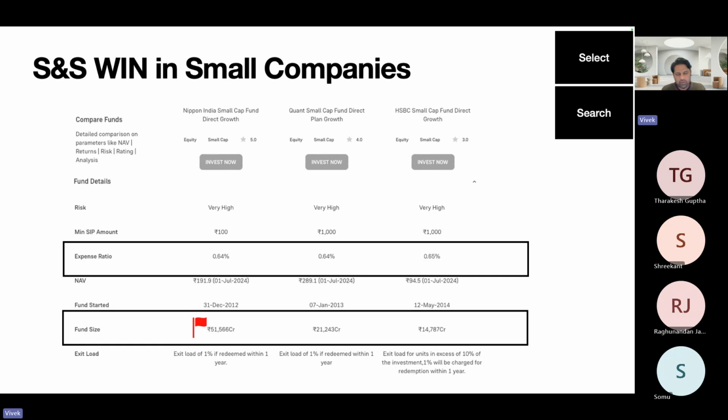My preference is not to go with very small funds, like something of 1,000 or 2,000 crore fund size, but I also don't want something which is 50,000, 40,000, or 70,000 crore. I typically look for a small to medium fund size. So in this case, if I was reviewing this strategy, the Nippon small cap fund would probably be a bit of a red flag for me because it's already a big fund with 50,000 crore, but it might be different for you. Those are the things that I look at.